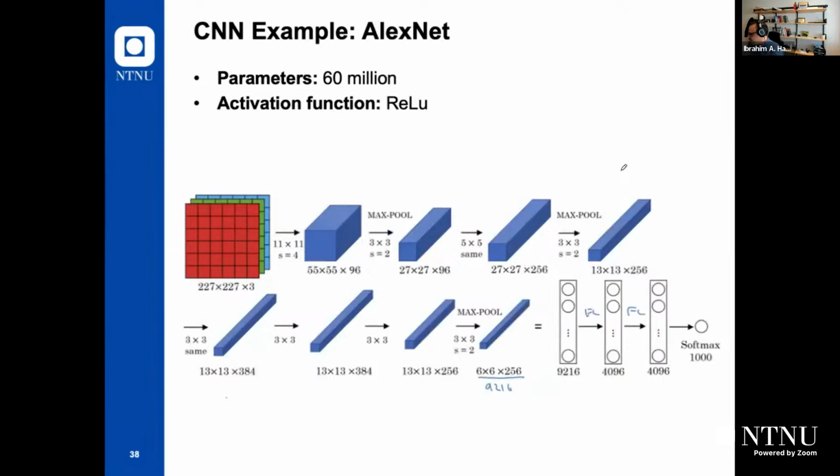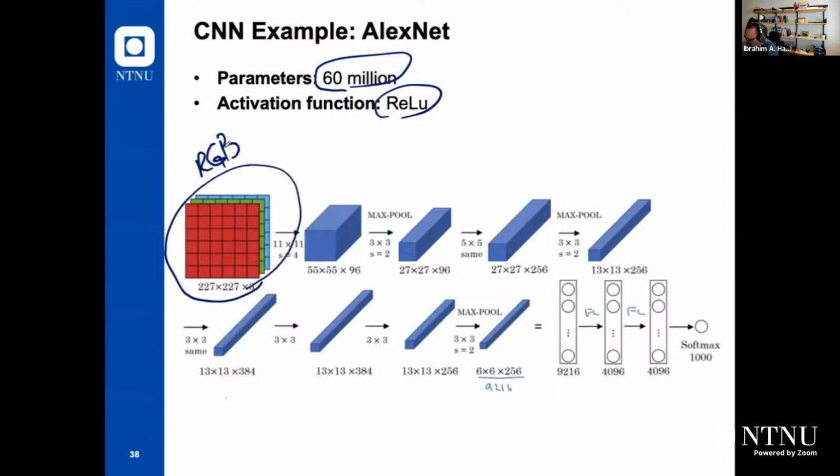So it's AlexNet, which is a very famous model. We use it in many different applications. This model consists of 60 million parameters, and it uses ReLU as an activation function. This is the input. So the input is an RGB image, which has a size of 227 times 227 pixel values multiplied by 3, because we have RGB. So this AlexNet consists of conv layers followed by max pooling, right?